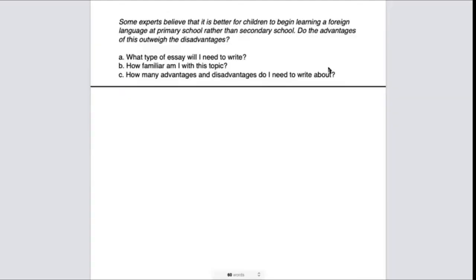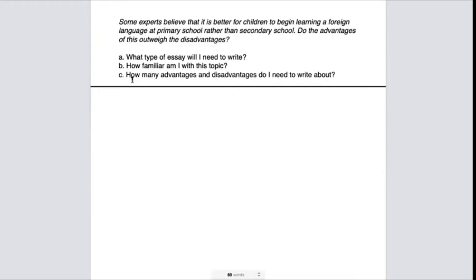Okay, so here we are with our question. Now, first, we're just going to read and understand. I'm going to read through it once, and then I'm going to underline key words. With practice, you can combine these 2 steps. So you can read and underline keywords at the same time. Afterwards, we're going to think about these 3 questions, A, B, and C.